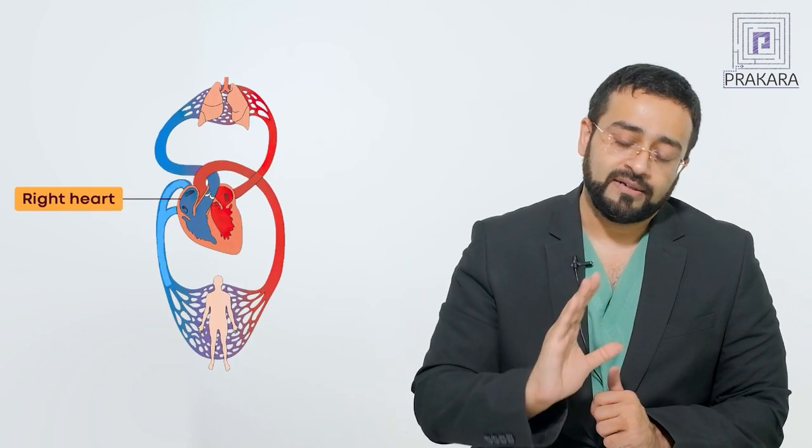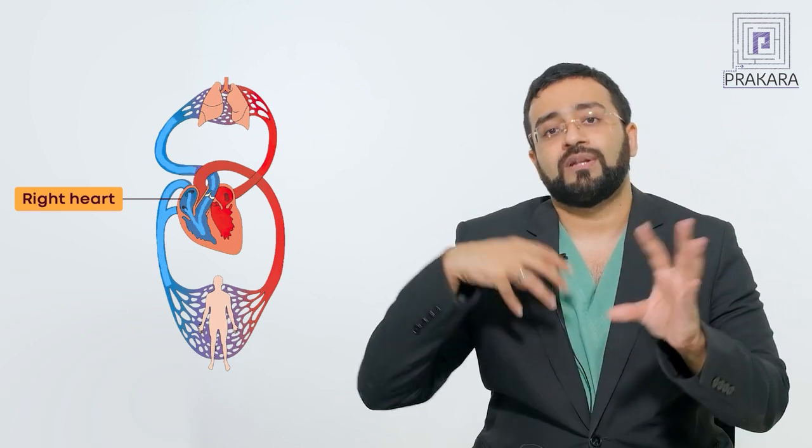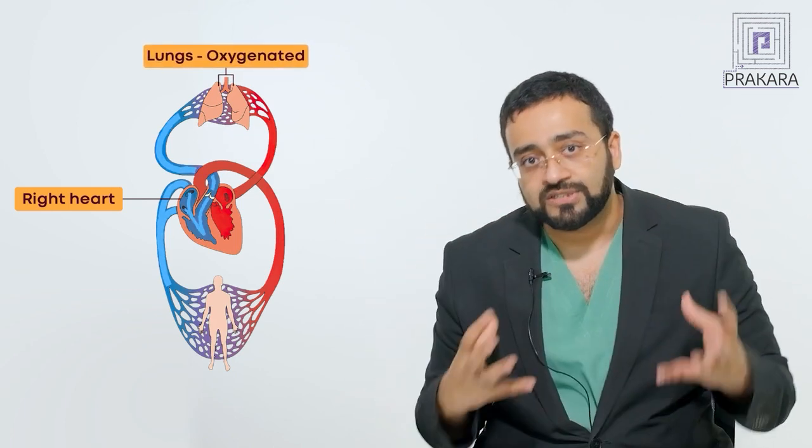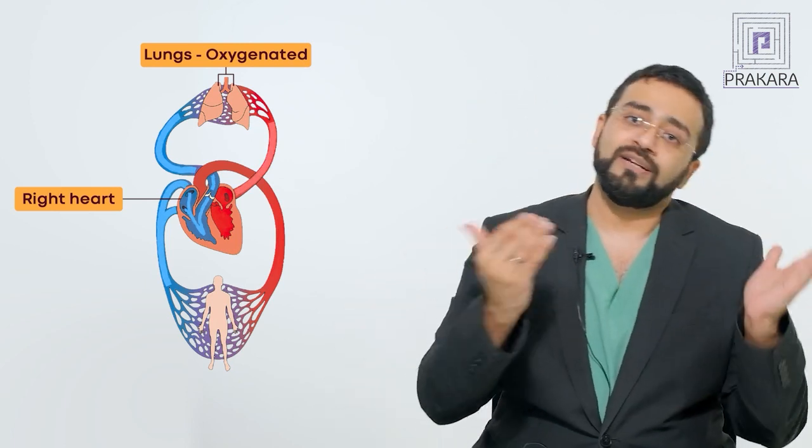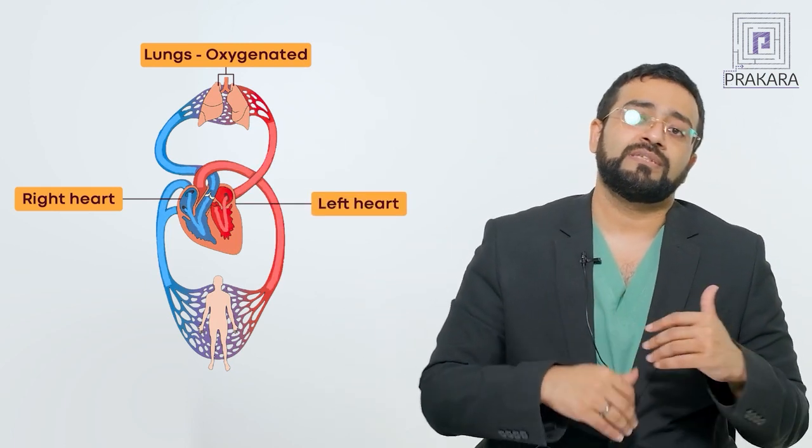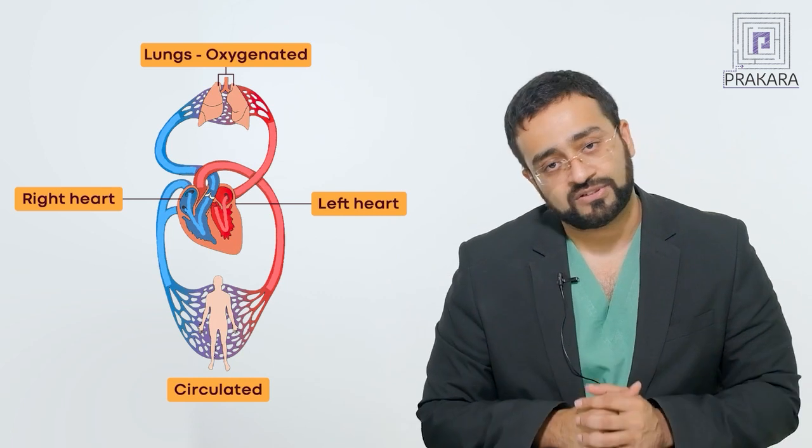So, this blood is now brought back to the right heart. From the right heart, it is then pumped into the lungs. In the lungs, it gets oxygenated. From the lungs, it comes back into the left heart. In the left heart, it once again gets circulated throughout the rest of the body. Now, the vessels that bring this deoxygenated blood into the heart are known as veins. So, the vessels that bring blood into the heart are called veins. The vessels that take blood from the heart are called arteries.